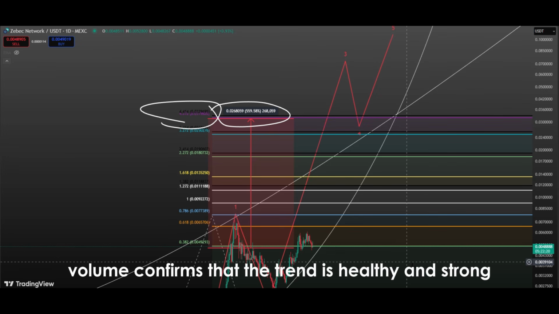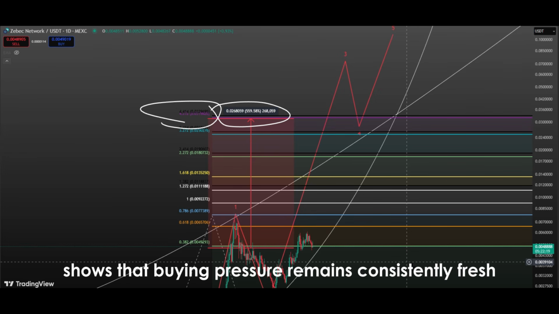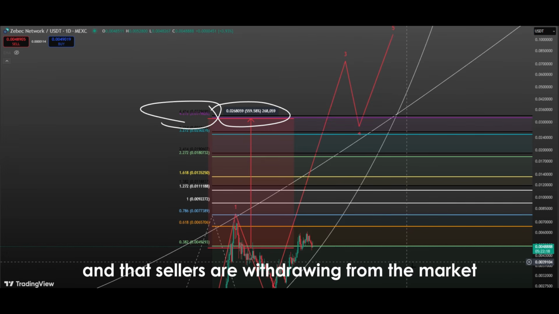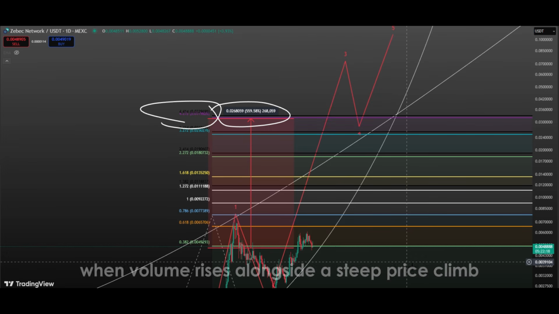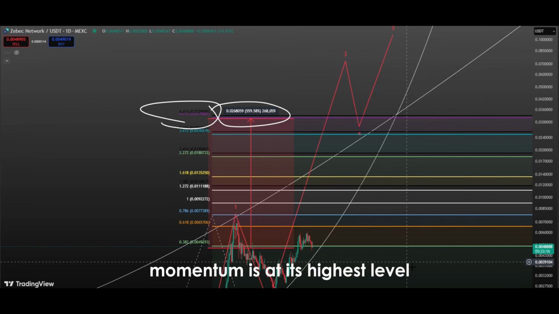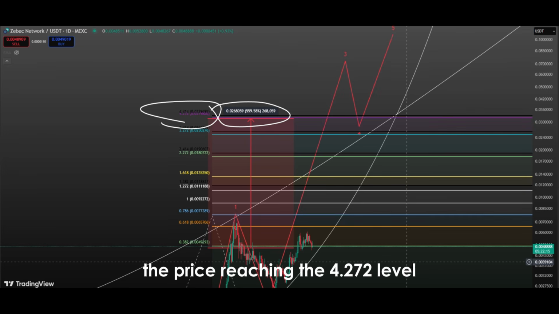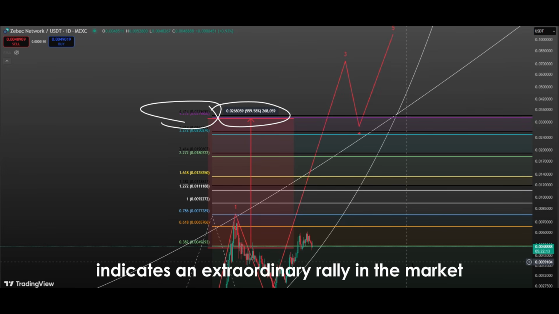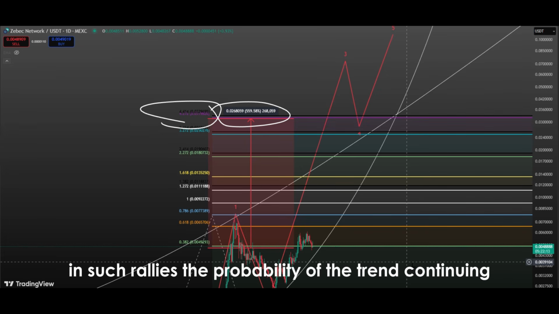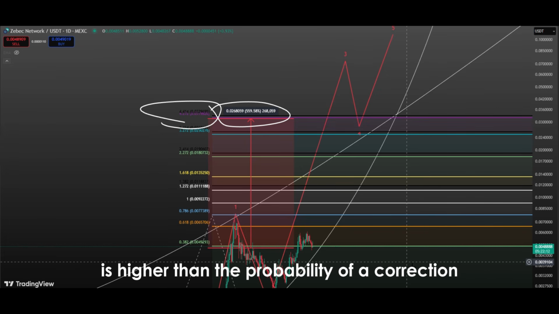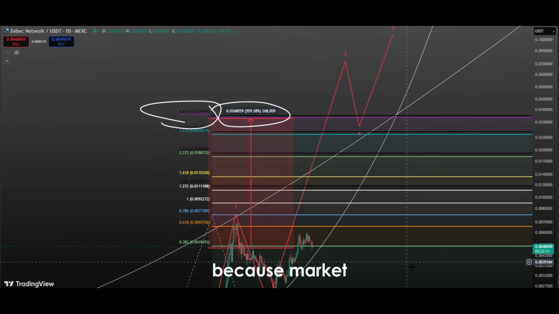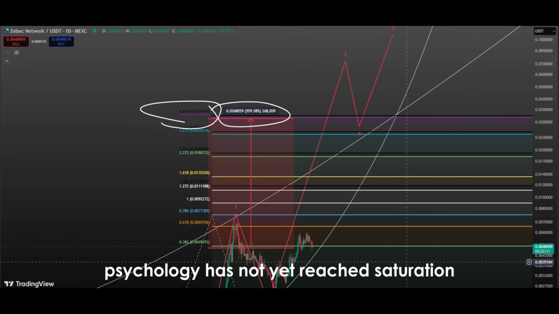High volume confirms that the trend is healthy and strong. An increase in volume shows that buying pressure remains consistently fresh and that sellers are withdrawing from the market. When volume rises alongside a steep price climb, it signals that momentum is at its highest level. This is why in the third wave of the third wave, the price reaching the 4.272 level indicates an extraordinary rally in the market. In such rallies, the probability of the trend continuing is higher than the probability of a correction, because market psychology has not yet reached saturation.